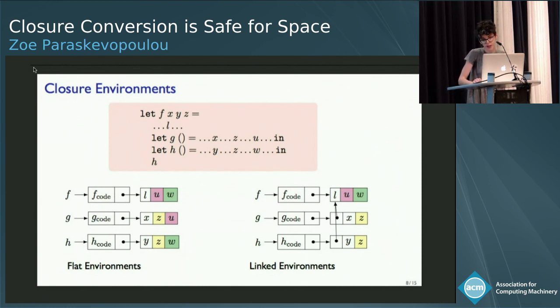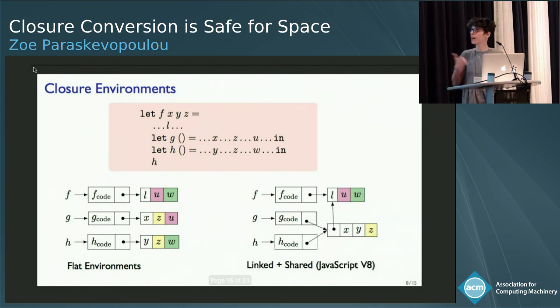So yet another option is to share the environments of closures that are defined within the same scope. So this here would mean that G and H have the same closure environment, which holds the union of their free variables. And yay, that looks good. Our closure conversion transformation seems super optimized for space, so we can go home happy. But not so fast. This is the representation that's used by the JavaScript V8 engine, and it turns out that it's not safe for space.